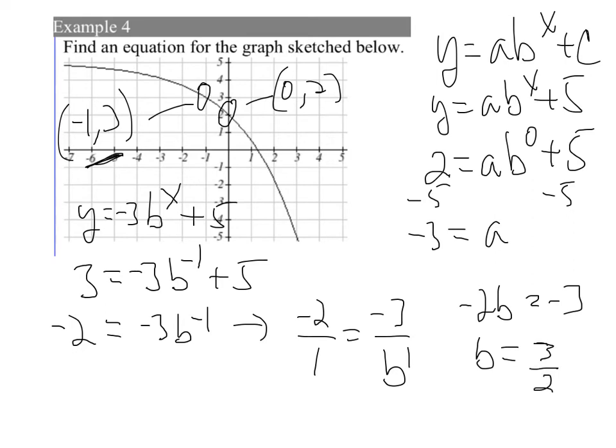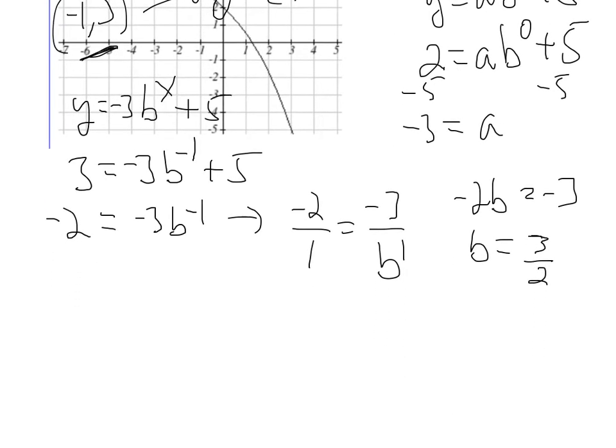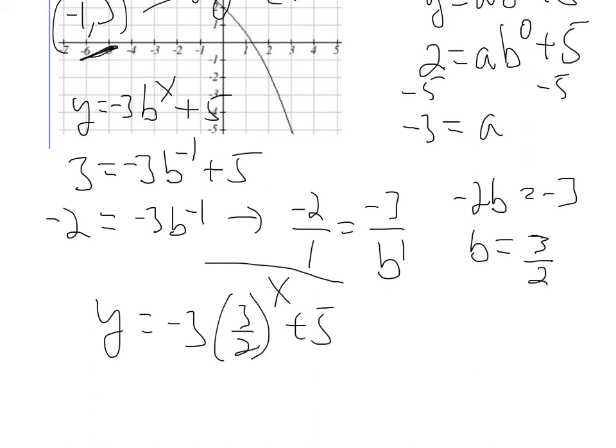So then to get the equation, let's see, where am I going to write this? I'm going to write y equals -3 times 3 over 2 to the x power plus 5. And that is the right answer. I tried graphing in Desmos. You can verify that and check.